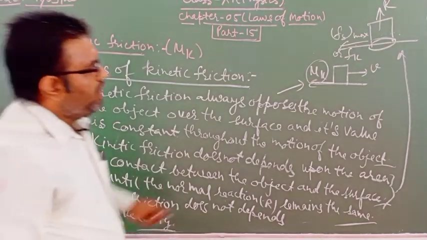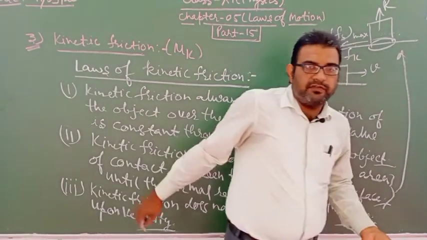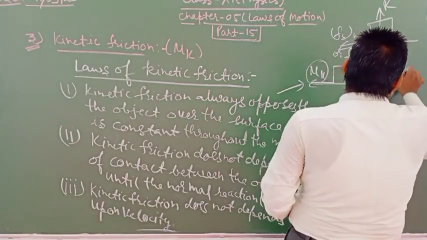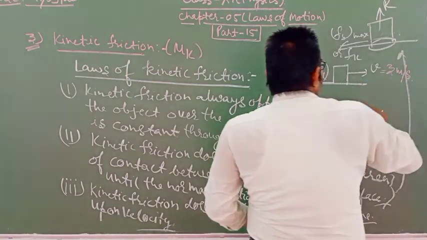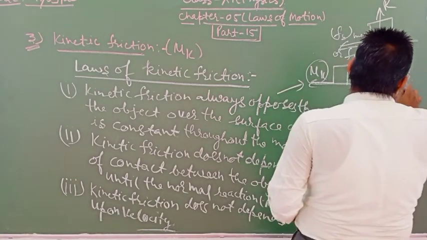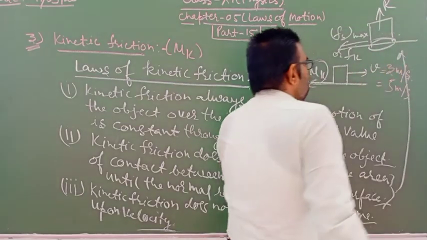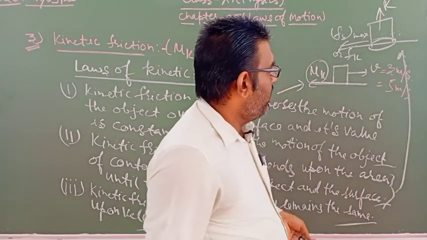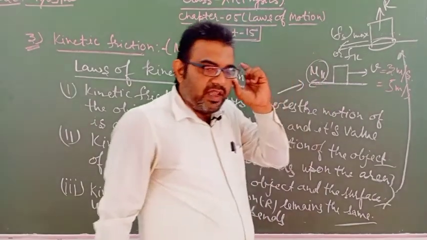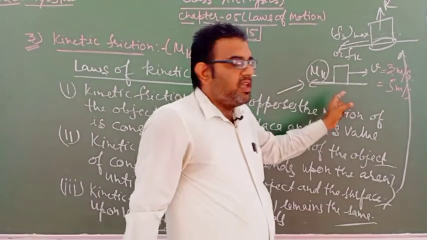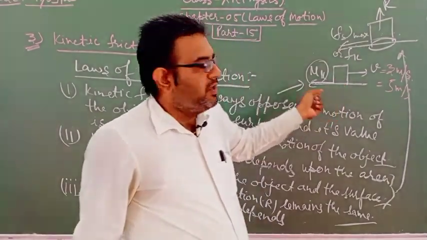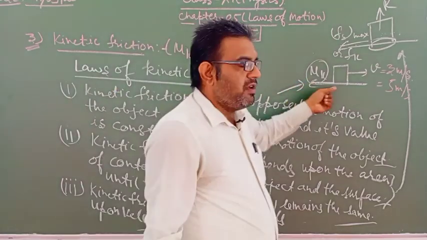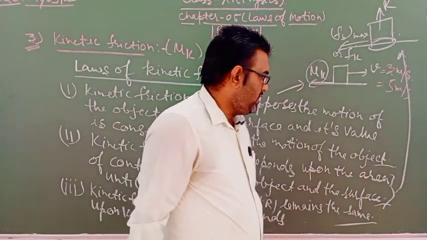Okay students, if on this rough surface an object is moving with, suppose, a velocity of 3 meters per second and the same object is moving with 5 meters per second, kinetic friction does not depend upon the velocity. The 3 meters, 5 meters or 7 meters per second does not matter. The frictional force remains the same unless the normal reaction is varied. If the weight of the object is changed, then the frictional force also changes.